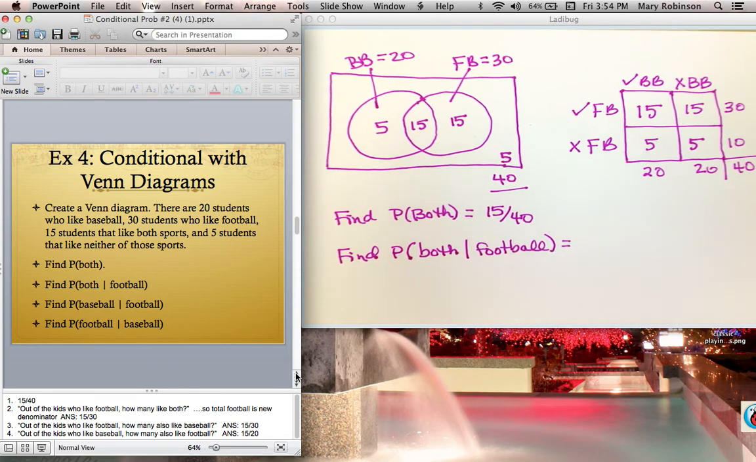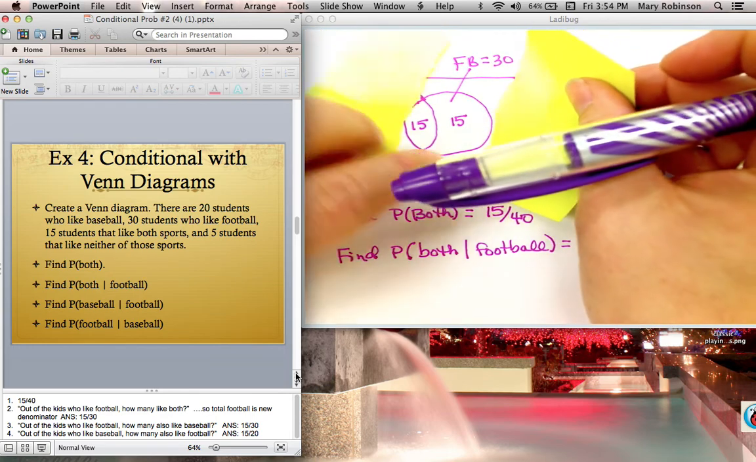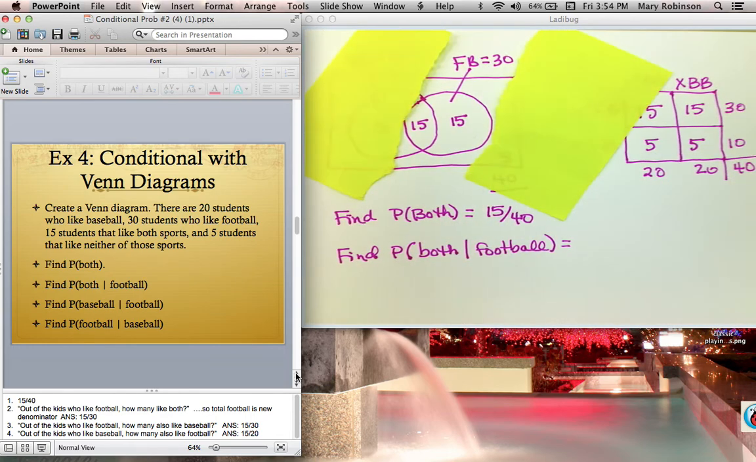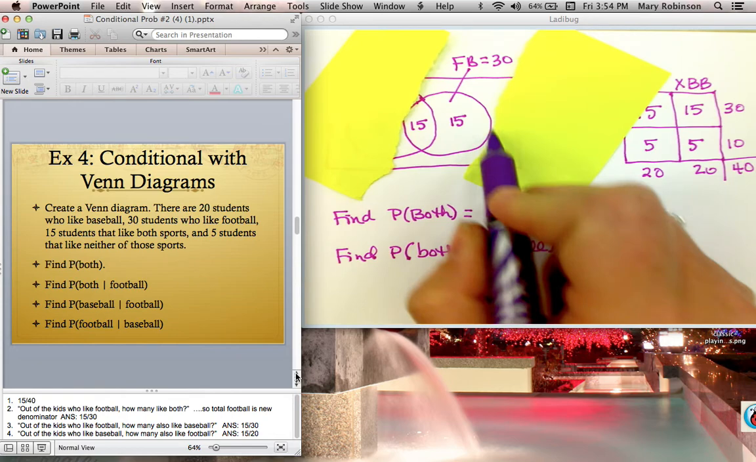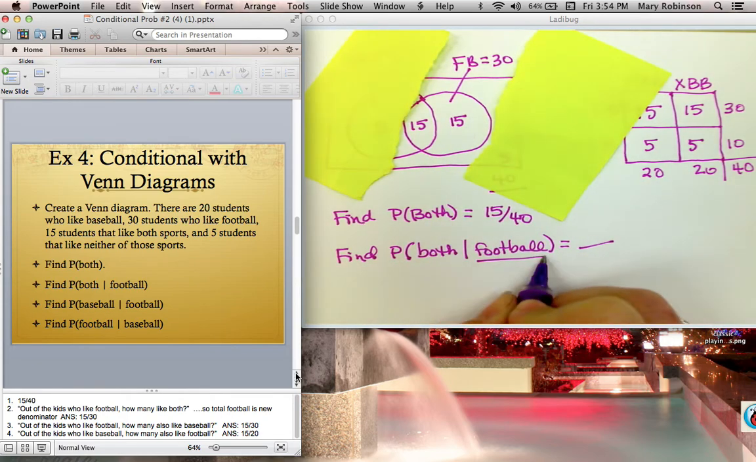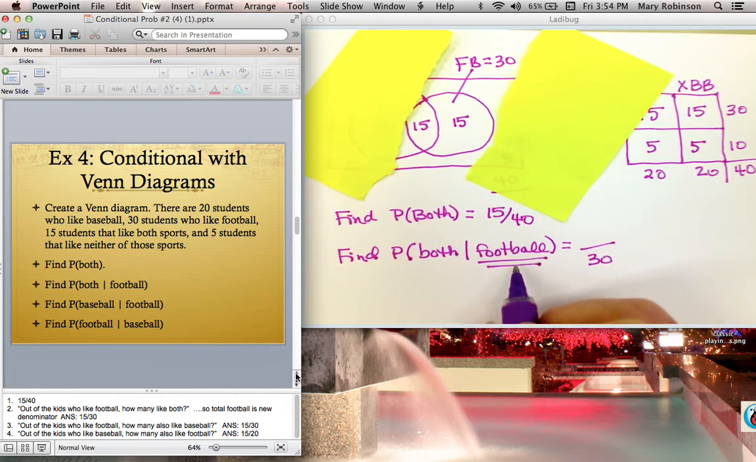The next one says find the probability they like both given that they like football. So this is where it gets a little bit different too. Similar to the tree diagram, we only want to look at and consider the survey respondents who do like football. So if you look at this Venn diagram, that means I want to ignore everything except football. So as you can see, there are now 30 in this sample space because I'm only considering that they like football. Your denominator of your probability will always be the total for the given. So there are 30 that love football, so that's going to be my denominator.